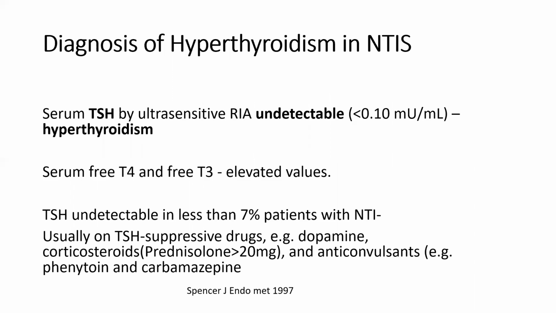And there will be increased serum free T4 and serum free T3 also. But there are some caveats. In some 7% of patients with non-thyroid illness, undetectable TSH is seen. Some patients on TSH suppressing drugs like dobutamine and dopamine, which ICU patients are most likely to be on, can get undetectable TSH in non-thyroid illness status also.